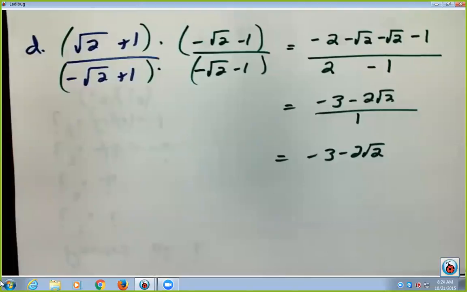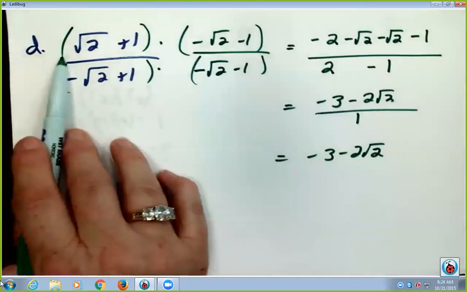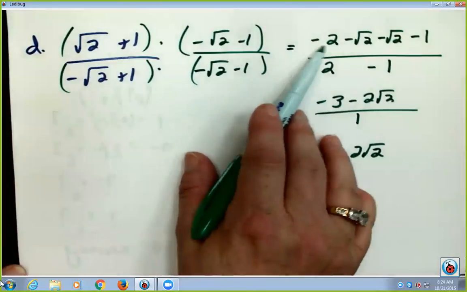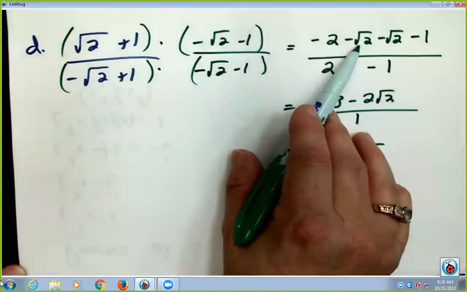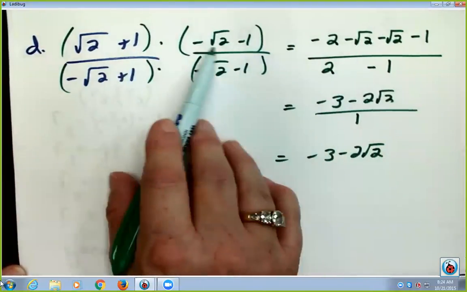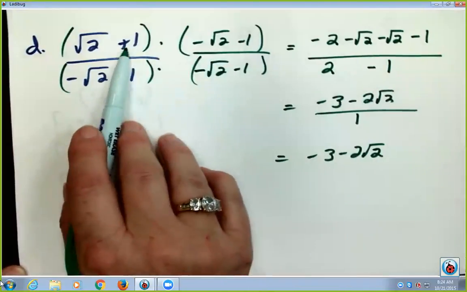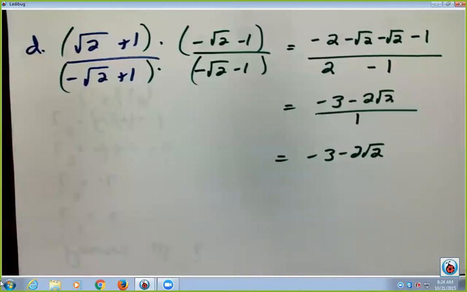So hopefully when you get finished working with this one, it's kind of a sign thing. I had to be careful making sure that you had that -1 in the top. Square root of 2 times square root of 2 is 2. So it's a -2. 2 square root of 2 times a -1 is a negative square root of 2. 1 times a negative square root of 2 is a negative square root of 2. And finally, 1 times a -1 is 1. And so we get 1 in there.